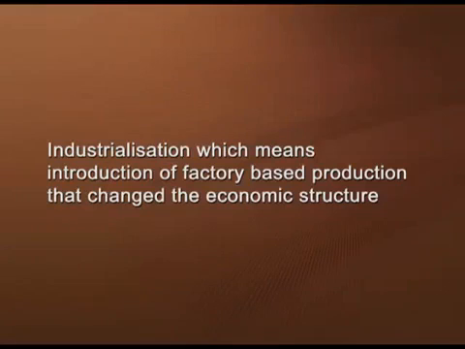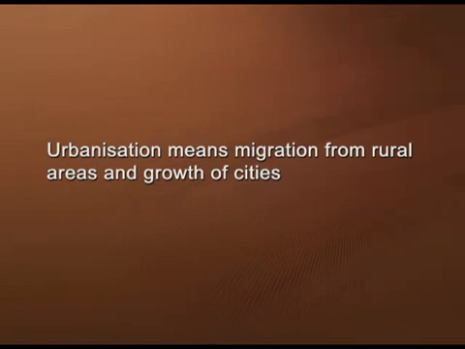Two important changes that are discussed in detail in this chapter are processes of industrialization and urbanization. Industrialization means introduction of factory-based production that changes the nature of economic structure of any society, here in India. And urbanization means migration of people primarily from rural areas to urban areas, which leads to growth of cities and urban centers. Both these processes are related to one another. Let us understand how the process of urbanization and industrialization is related to one another.